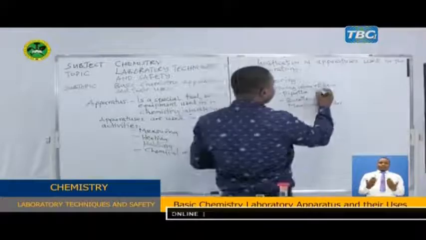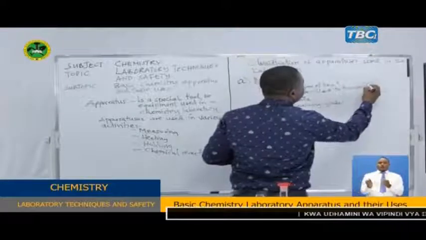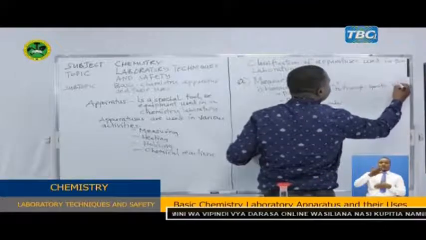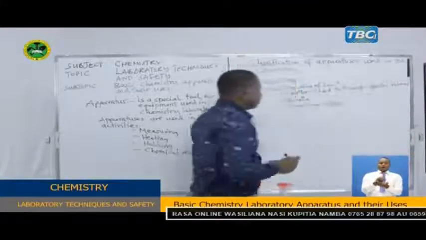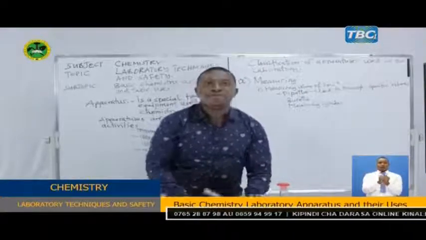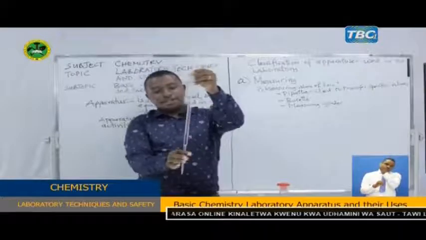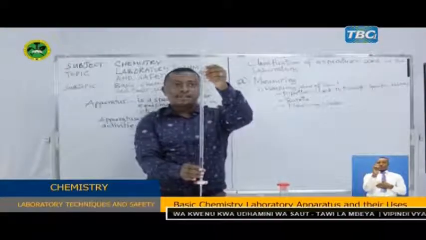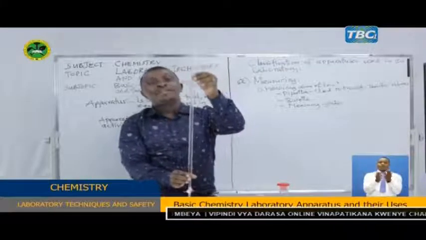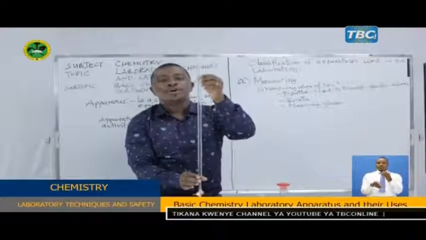So, a pipette is used to transfer specific volumes. Let's see the other apparatus, class, which is known as a burette. This is the burette. You see, it has a volume of 50 cubic centimeters. This kind of apparatus is used to measure accurate volumes and dispense them. It measures accurate volumes of liquids.